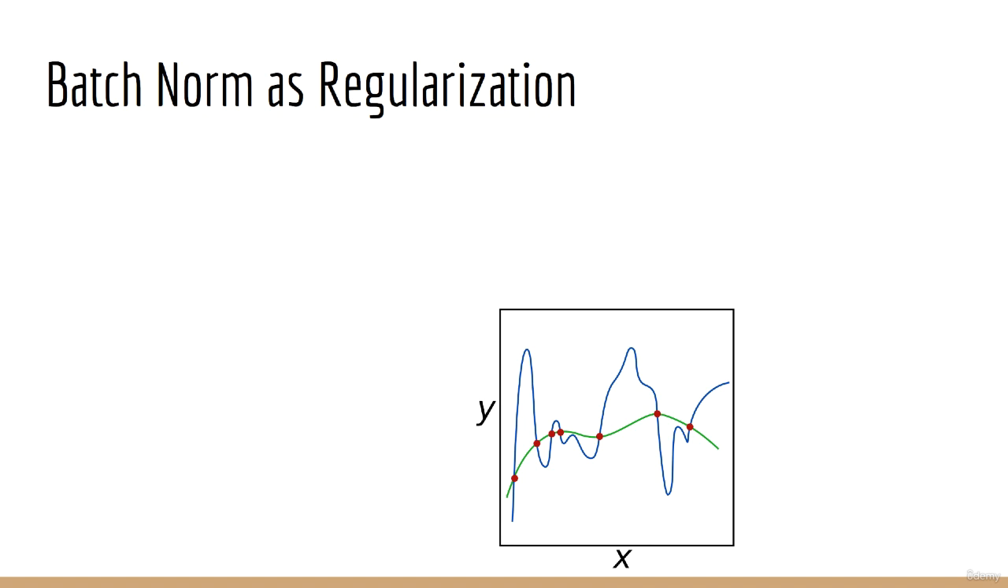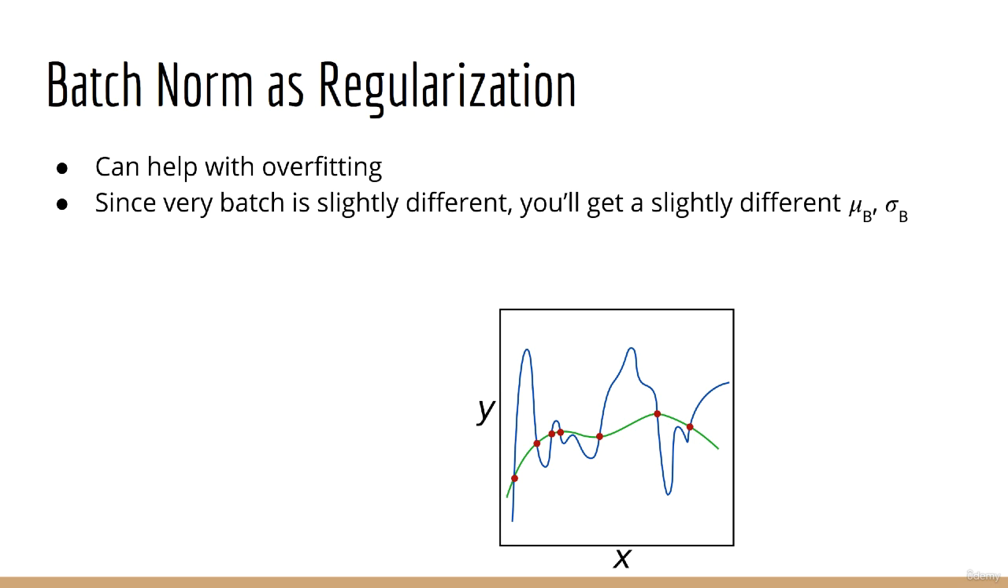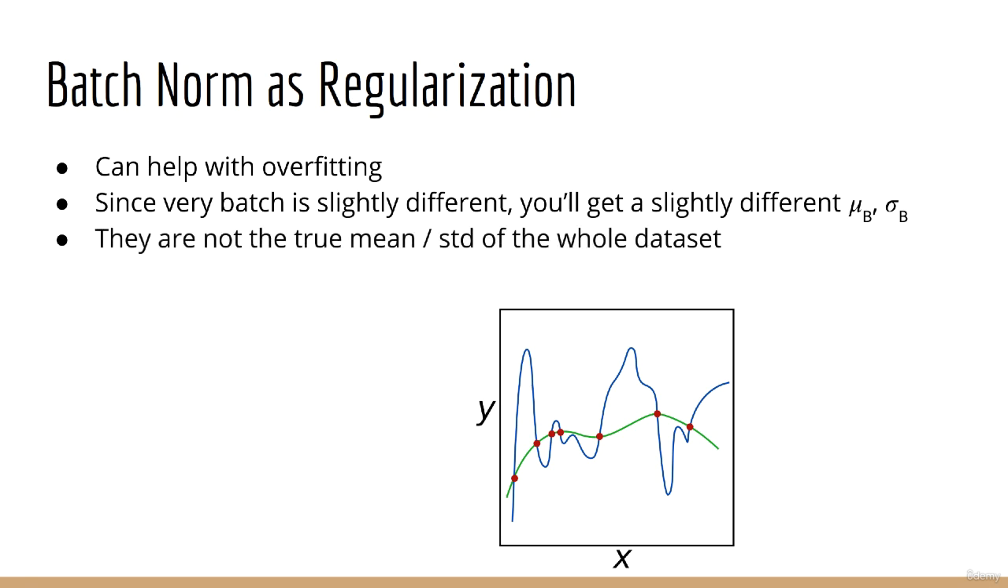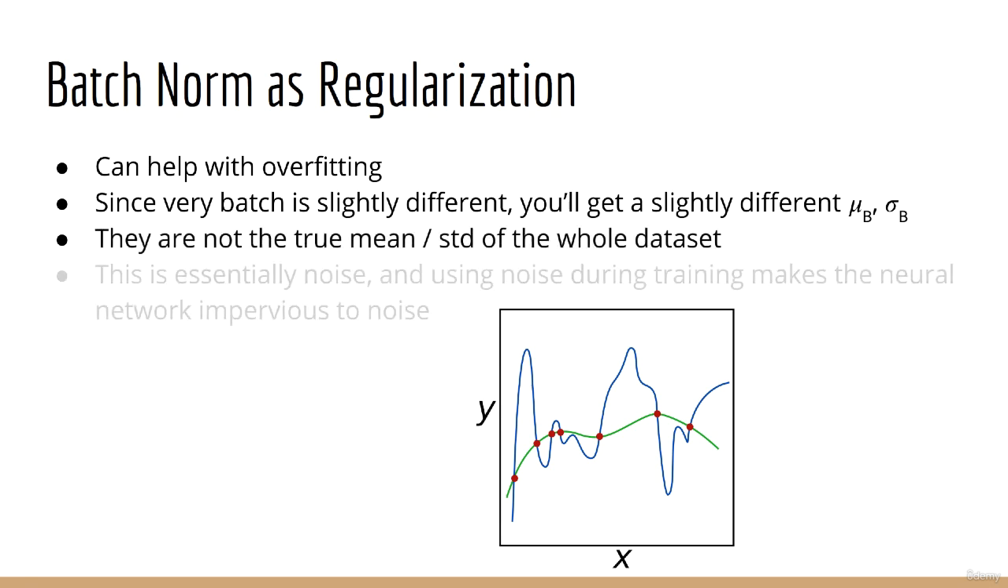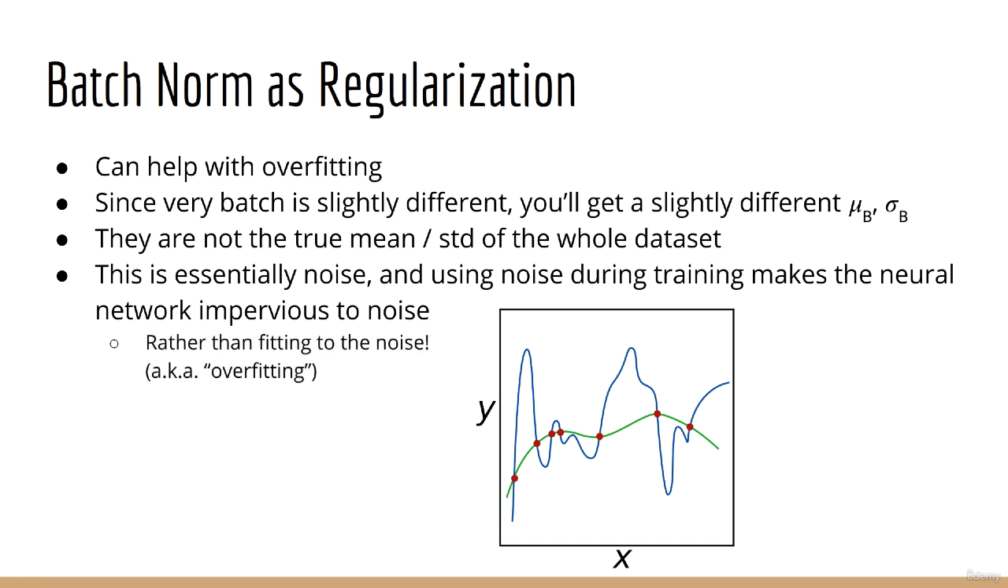One alternative perspective on batch normalization is that it acts as a regularizer. As you know, we use regularization to prevent overfitting with methods such as dropout. So how does batch normalization do regularization? The idea is, because each batch of data is slightly different, it's going to have a different mean and standard deviation. It's not the true mean and standard deviation of the entire dataset. These differences are like noise, which slightly change what the neural network sees on each iteration. In other words, because the neural network always has to learn noisy images, it becomes impervious to the noise.